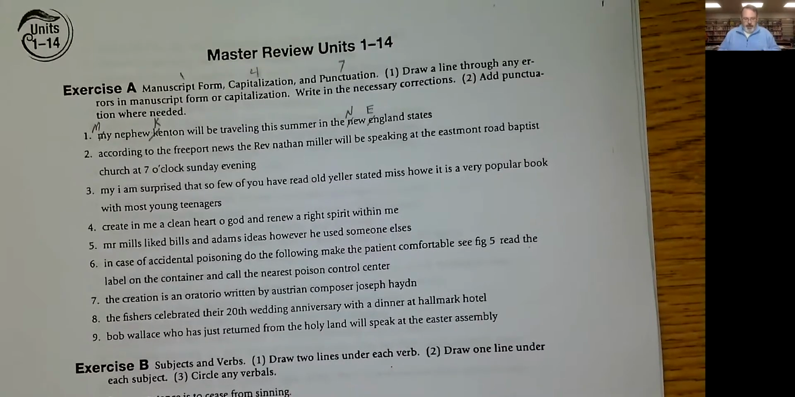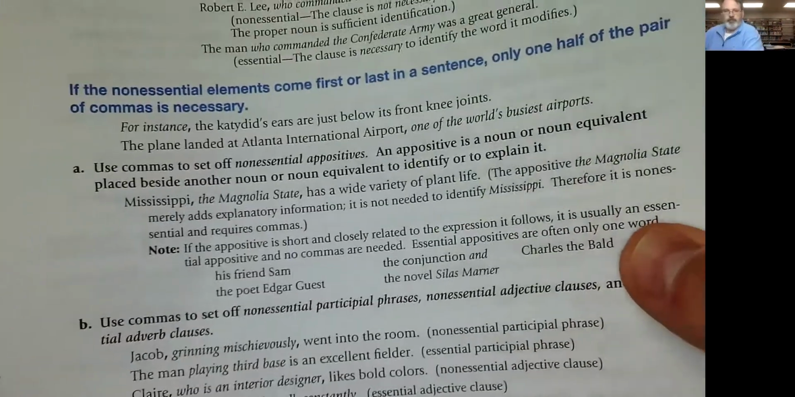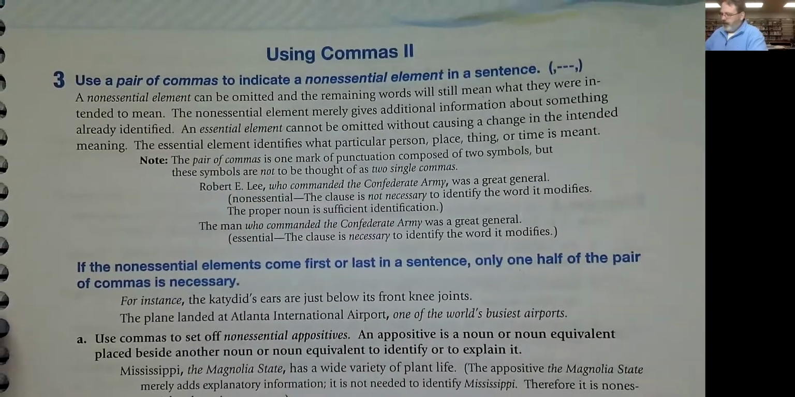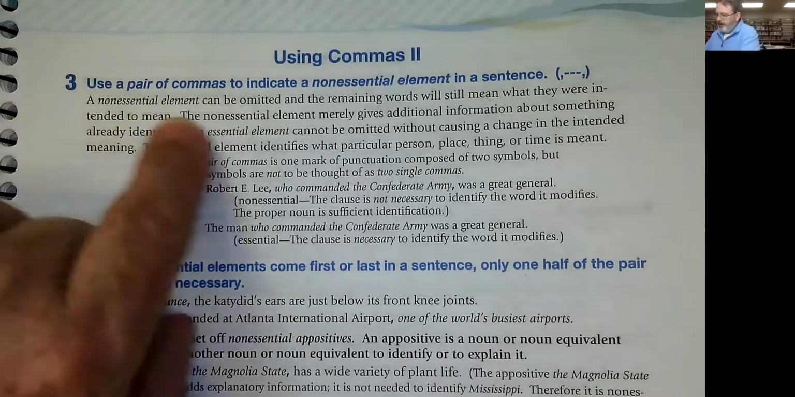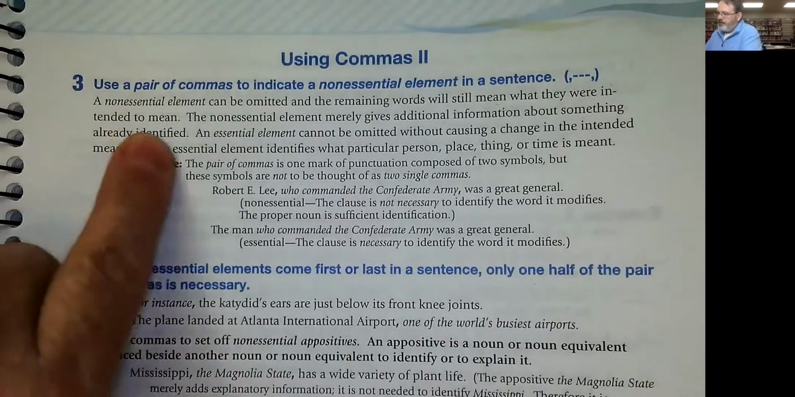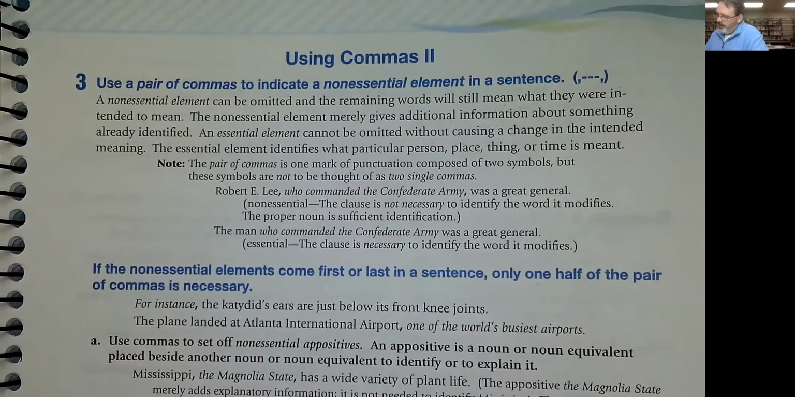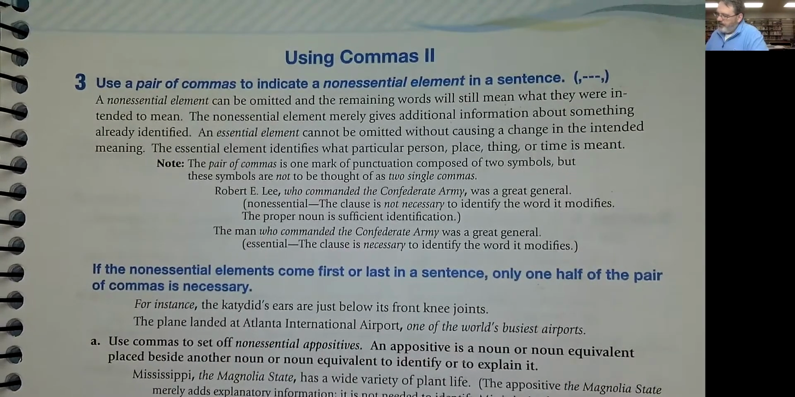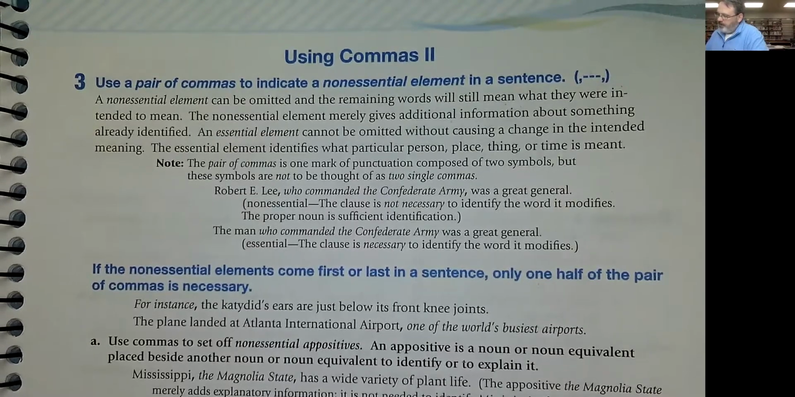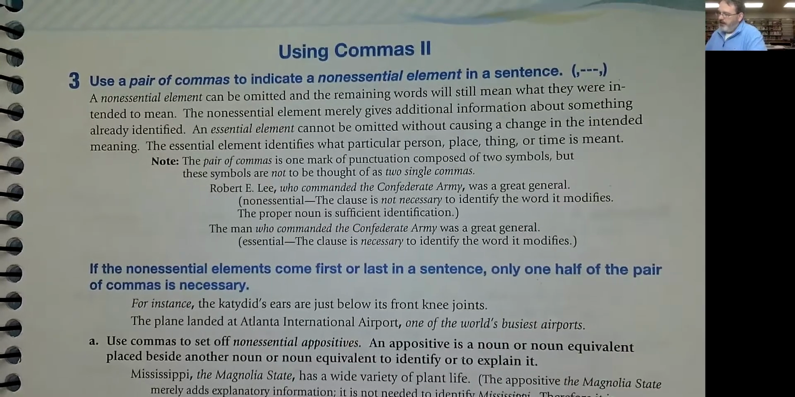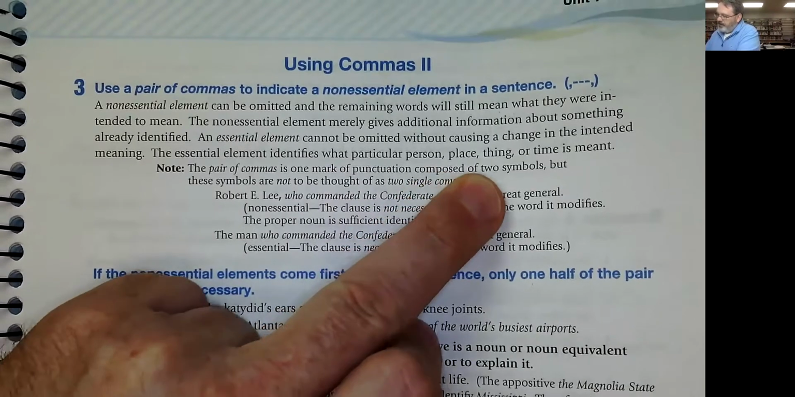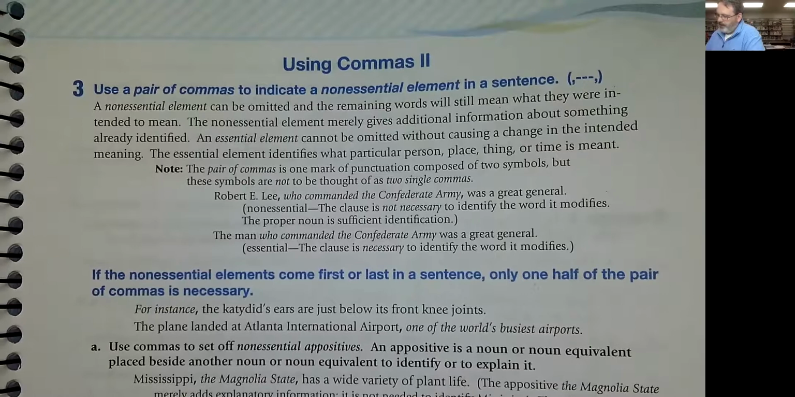Okay, so I'm going in the book looking for commas, 37, 39, and 42. Okay, so here we go. On page 39, use a pair of commas to indicate a non-essential element in a sentence. A non-essential element can be omitted and the remaining words still mean what they were intended to mean. The non-essential element merely gives additional information about something already identified. An essential element cannot be omitted without causing a change in the intended meaning. The essential element identifies what particular person, place, thing, or time is meant.